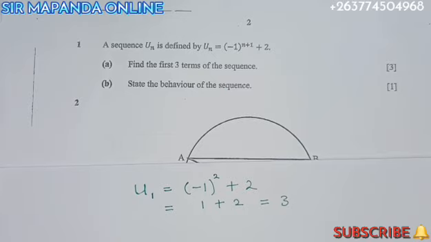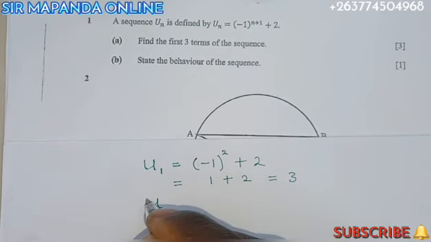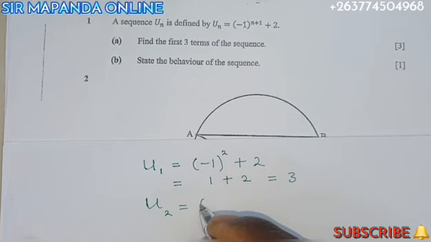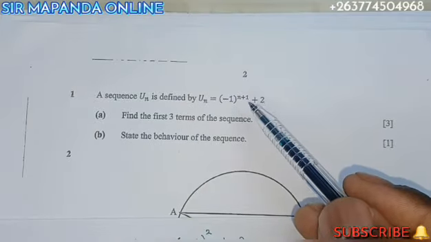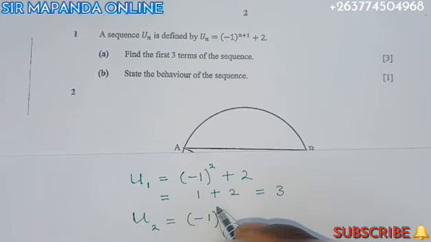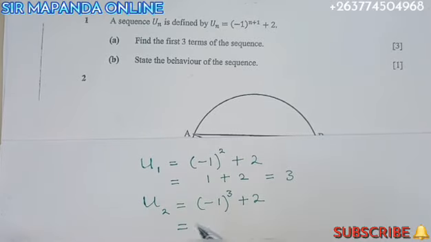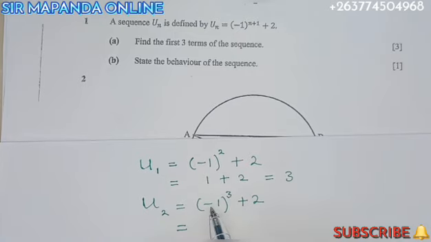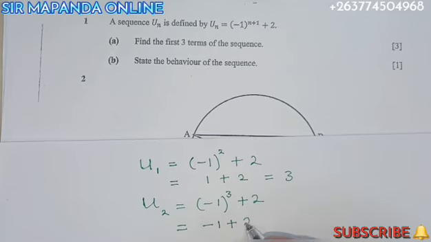I hope you are following. Then you find U2. You are going to substitute 2 on n. So 2 plus 1, you get 3. Then you say plus 2. So if a negative number is raised by an odd power, the negative sign will not disappear. Meaning to say minus 1 to the power of 3, you get minus 1. Then you add plus 2, it gives you 1. I hope you are following.